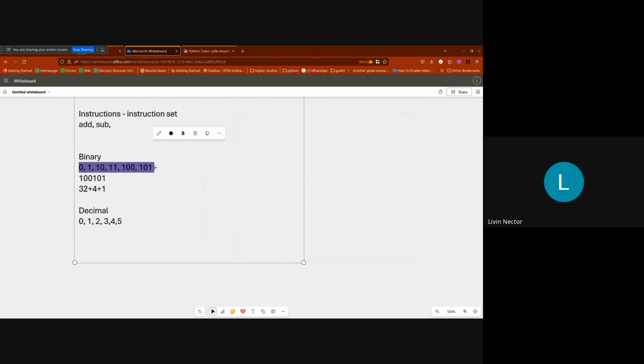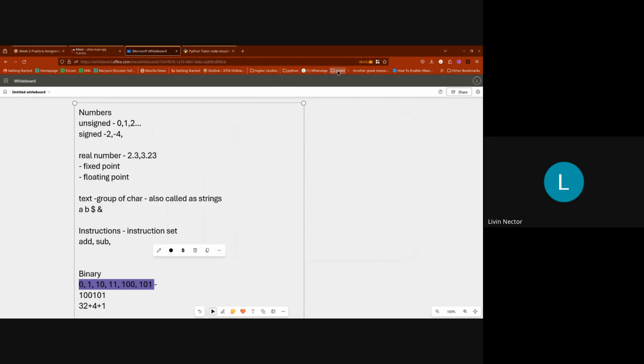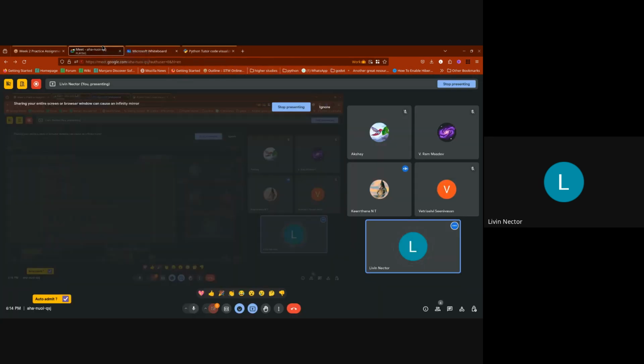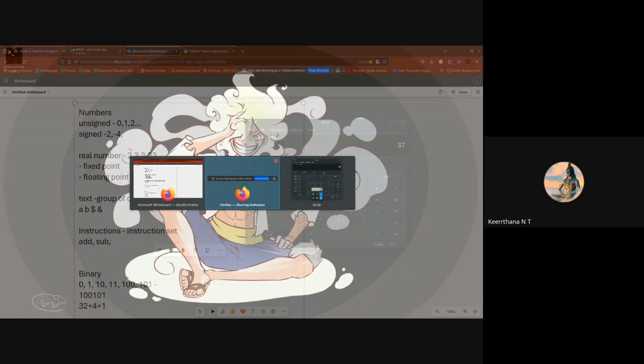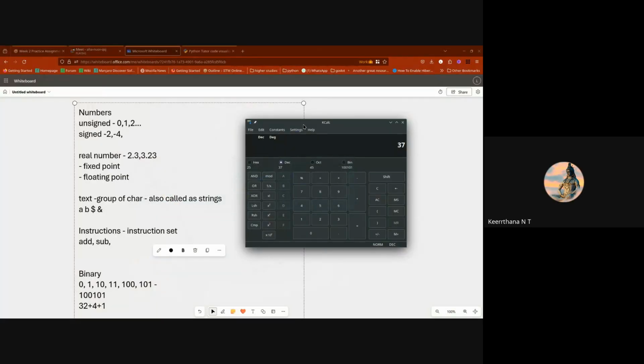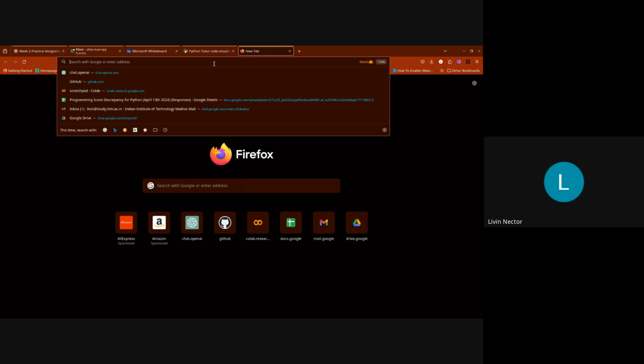Till now, does anyone have a doubt? Any doubts, or can I proceed with negative numbers? Sir, can you please explain again how to convert binary to decimal using the calculator? Because I'm not getting the option. Okay, I think in Windows there will be an option called programmer's mode. Let me check.